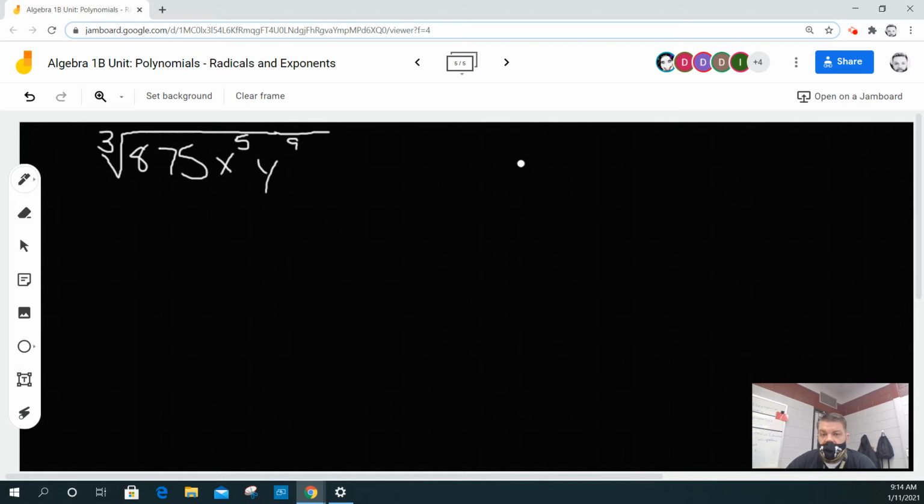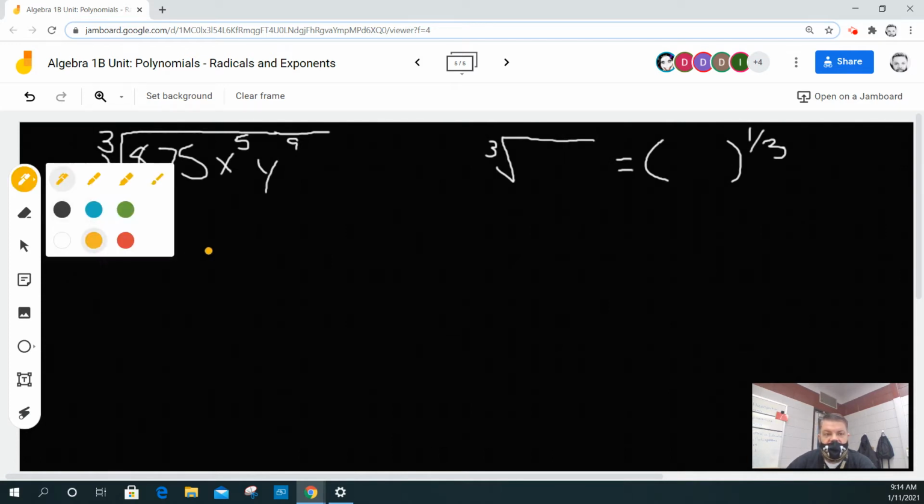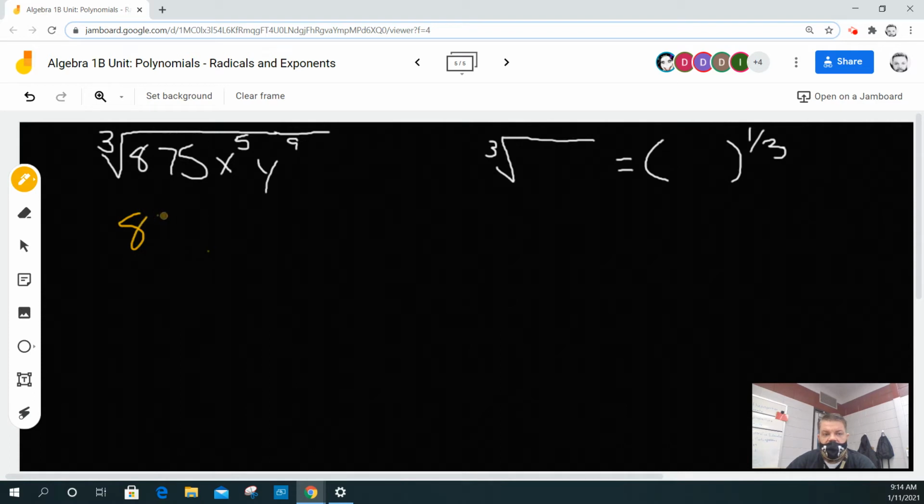So now remember that when I take the cube root of something, that's the same as raising it to the 1/3. Okay, so what I'm going to do in the next step is I'm just going to say 875 x to the 5th y to the 9th raised to the 1/3.